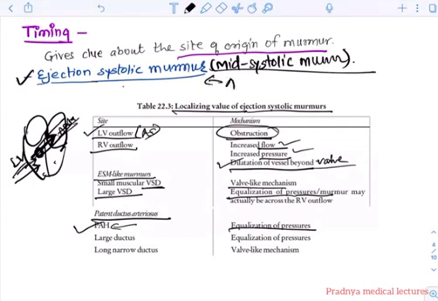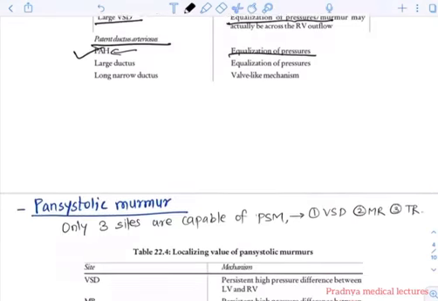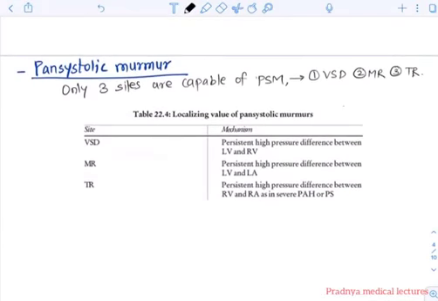The main disease to remember in ejection systolic murmur is always aortic stenosis, because it is classical of aortic stenosis. The second thing to remember is that in dilatation of the pulmonary artery, it will be ejection systolic murmur. These two causes are very much important.